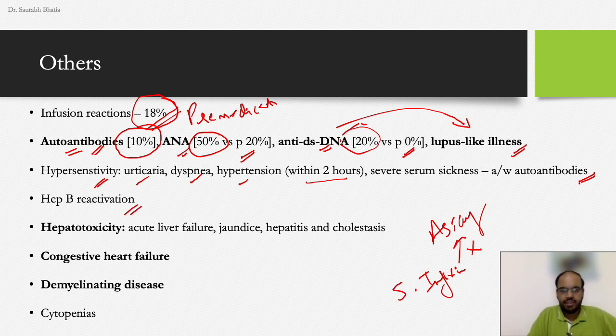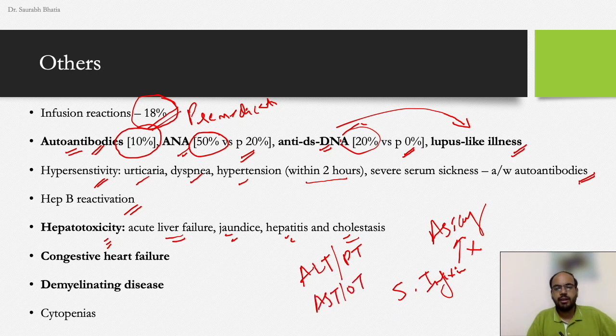Hepatitis B reactivation has been mentioned. Hepatotoxicity: infliximab can lead to acute liver failure, jaundice, hepatitis, cholestasis, and the change in ALT, or in other words, the SGPT, is usually more as compared to AST or SGOT. Okay, this hepatotoxicity in initial stages is asymptomatic. That means only the reports will show a deviation of these enzymes. So it will show only transaminitis, and it is also reversible. So the moment you stop infliximab, the enzymes tend to return back to normal.